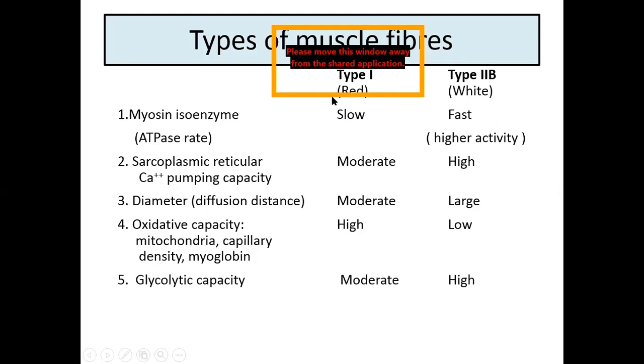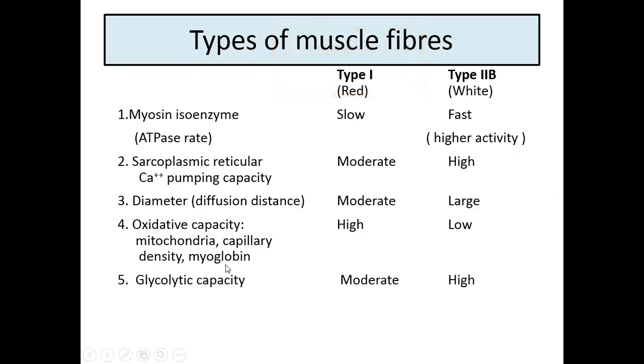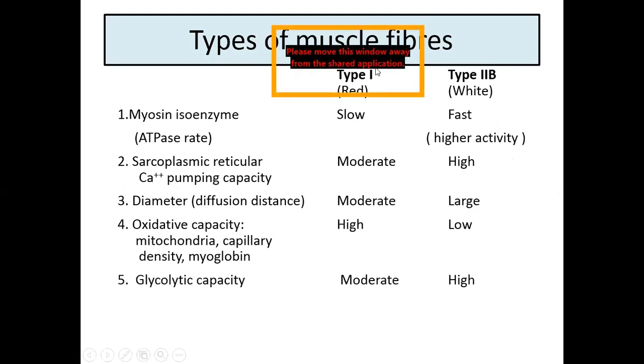The type 1 fibers are called the red fibers. They are called red fibers because of the presence of a large amount of myoglobin. Myoglobin gives it the red color. Myoglobin is the hemoglobin type which is present in the skeletal muscle, which can store oxygen. It can store oxygen in the skeletal muscle and gives the red color. This is more in the type 1 fibers. Myoglobin is less in the type 2B fibers, so it does not give the red color to the muscle fiber, and therefore it is called the white muscle fiber.